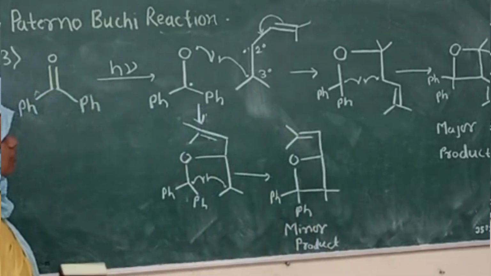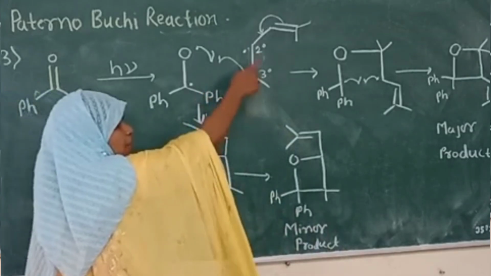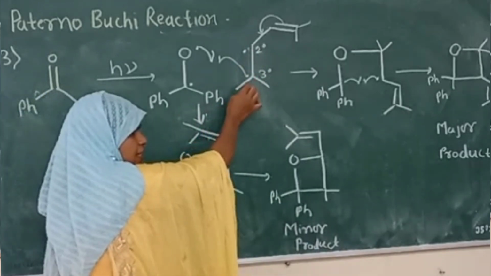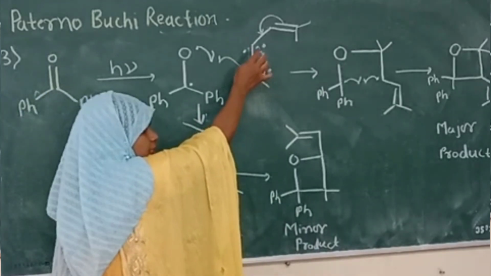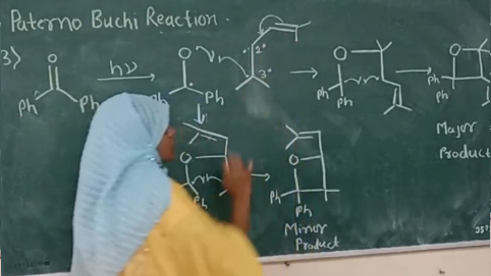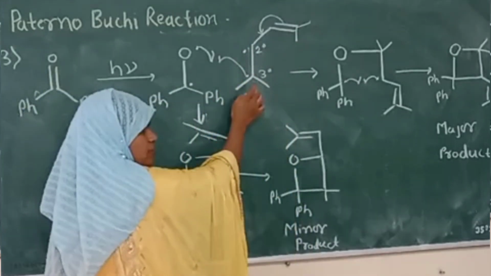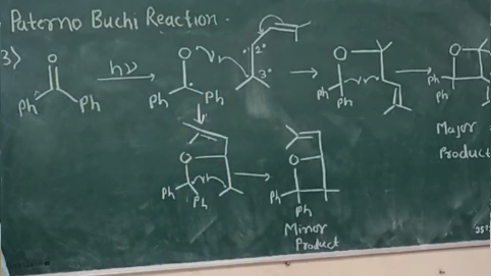Okay, why is it minor? Because of the stability of our alkene group. Here a tertiary radical is formed, but the secondary radical is stabilized due to the conjugation. So it reacts second, and the tertiary radical reacts first. Okay? So thank you.